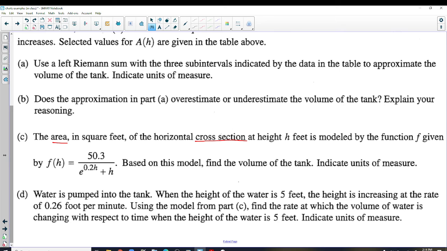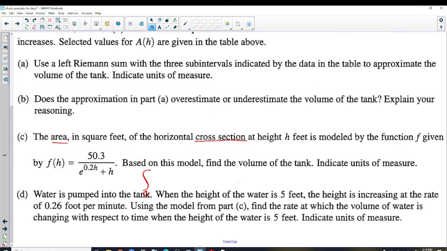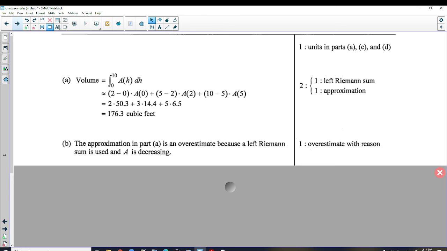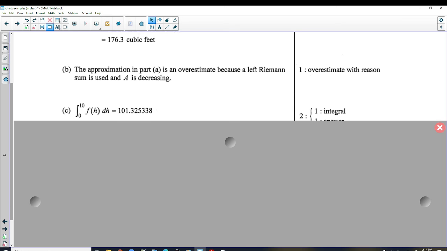Okay, so all we're doing is integrating from what? Based on my indices, oh, 0 to 10. 0 to 10 of this. That's it. Did you have it? Yeah, you had it. Good. Very good. Take this derivative. And then we take that derivative and then we plug in these numbers that we have. 101.